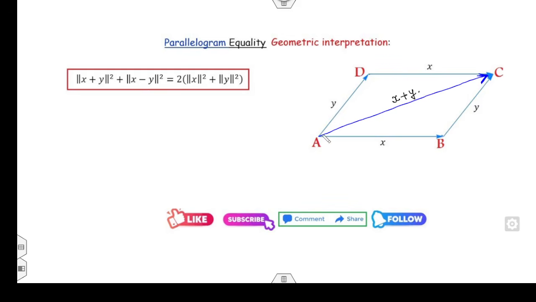What is x minus y? This is my y. You have to reverse the direction, so that value will be my x minus y. This will be your x plus y and x minus y.